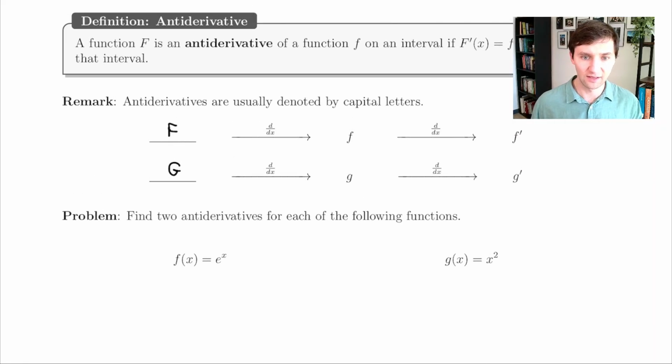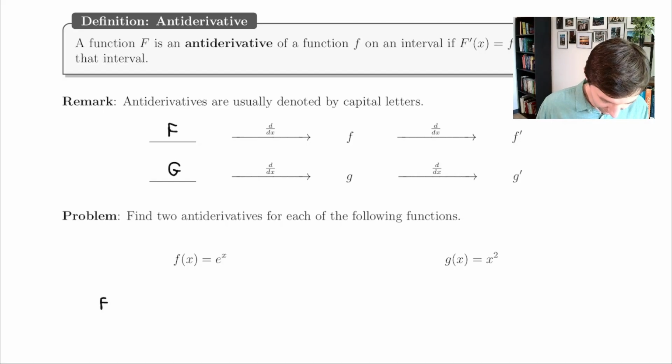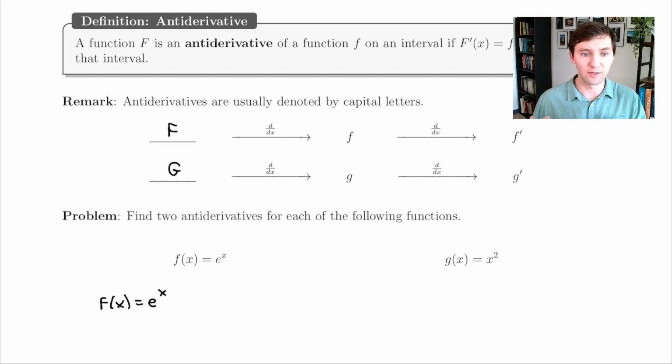In the next exercise, we must find two antiderivatives for each of the following functions. If you would like to try this on your own, stop the video now. When I'm asked to find an antiderivative, I always ask myself, the derivative of what function gives me e to the power of x? I know at least one such function. I know that e to the power of x would work, because when I take the derivative of that, I get e to the power of x.